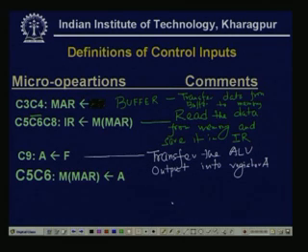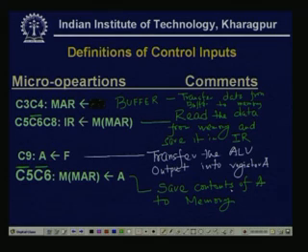Now, if the control signal is C5 complement and C6 complement, then save contents of register A to memory, that is M of MAR to memory. So, these are the 9 micro operations defined by 9 control signals for this example CPU.